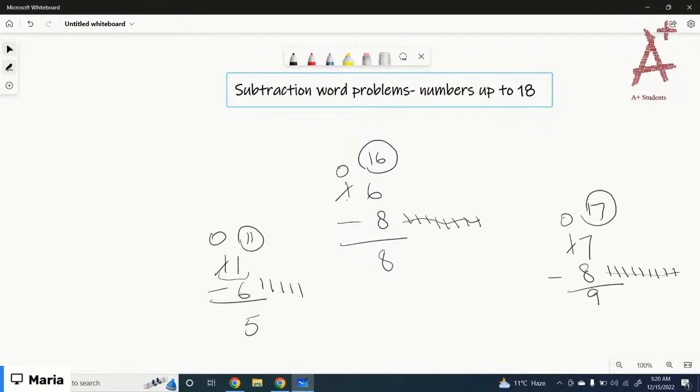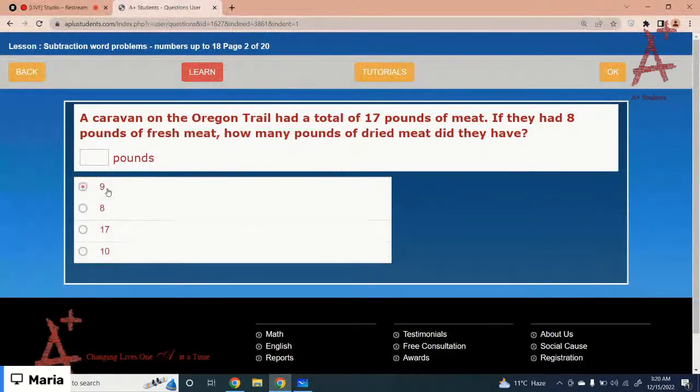What happened? No one is answering. Is there any problem? If you have any problem, please write the question in the chat box. I'll answer all your questions. So 17 take away 8 equals 9. Got it?